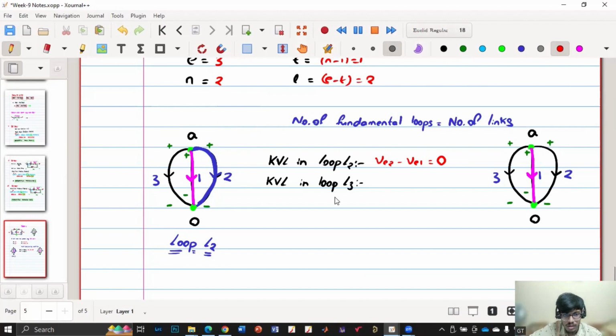Sir, link voltage, we have to consider it positive. Yes, you are right. So link voltage we have to consider positive. Here the link is 2, which is VE2. So in our equation, VE2 should be positive. That is our convention that we are following.